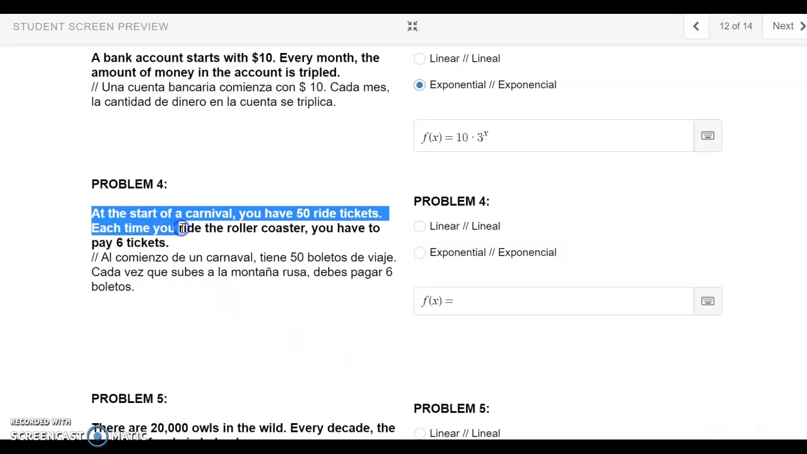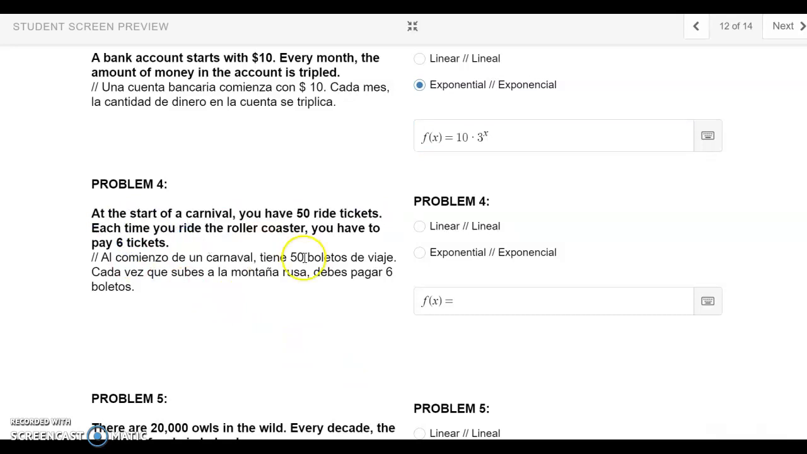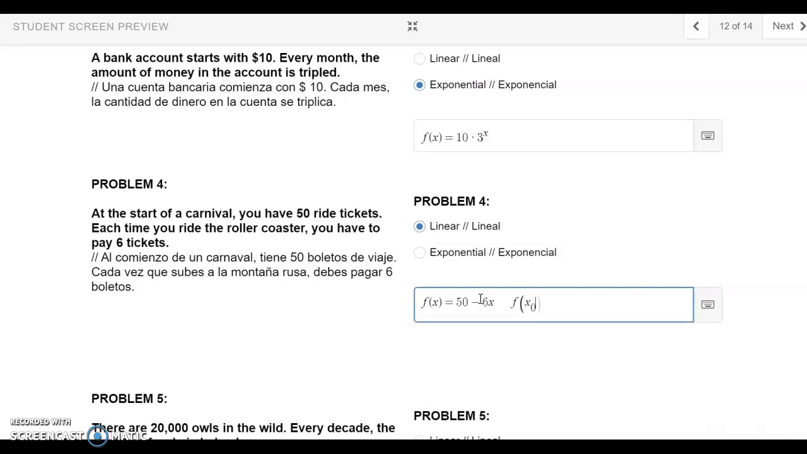At the carnival, you have 50 ride tickets. Each time you ride the roller coaster, you have to pay 6 tickets. So I'm losing 6 tickets each time. I'm not losing a multiple. I'm losing the same rate each time. So that would be linear. Some students love writing it 50 minus 6x because it's showing my starting value minus what's happening. If you were to write this in the form that we've been using over and over again, our slope intercept form, you could write it as f of x equals what we're losing, our slope, negative 6x, plus our starting point of 50 tickets.